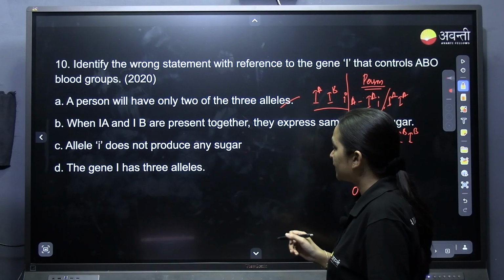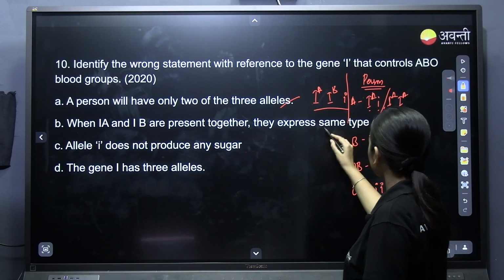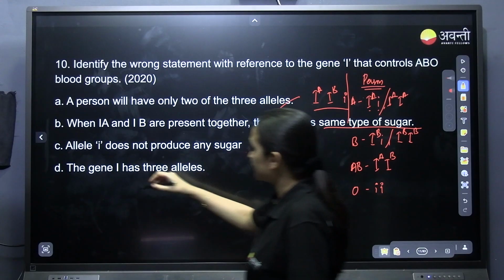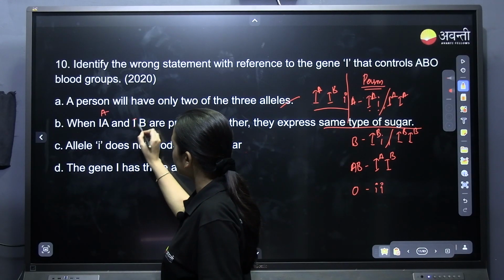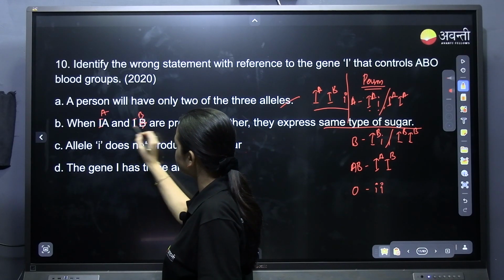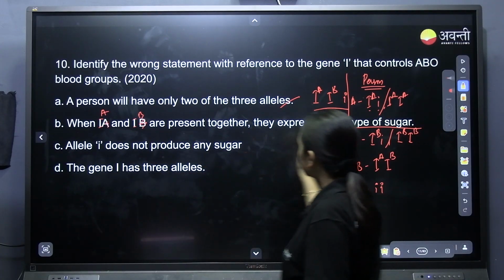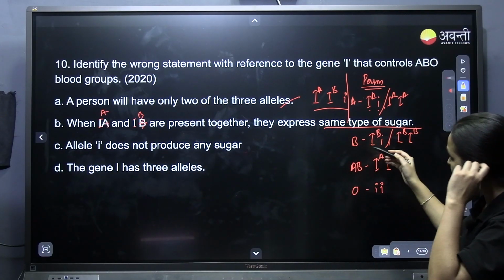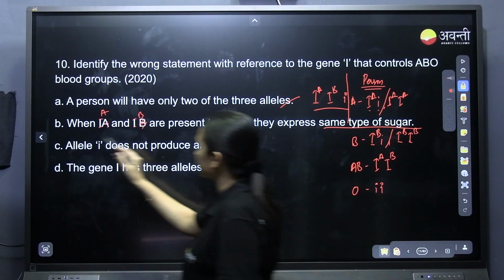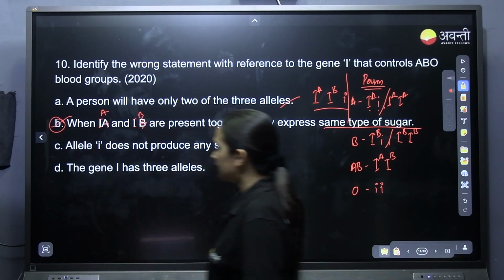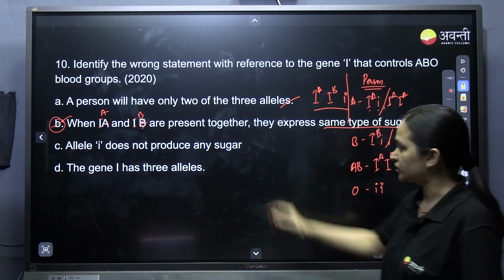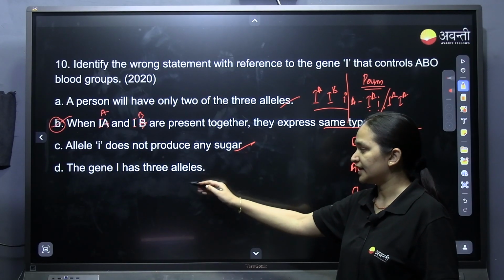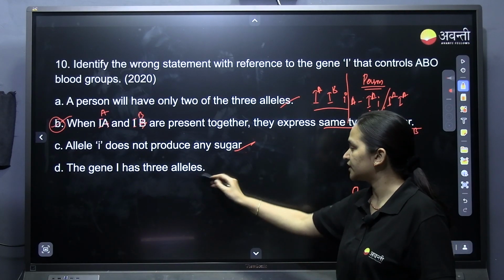When IA, IB are present together, do they express the same type of sugar? No. They express different types of sugar, which means this is the wrong statement. Allele i does not produce any sugar. This is also true. The gene I has three alleles.